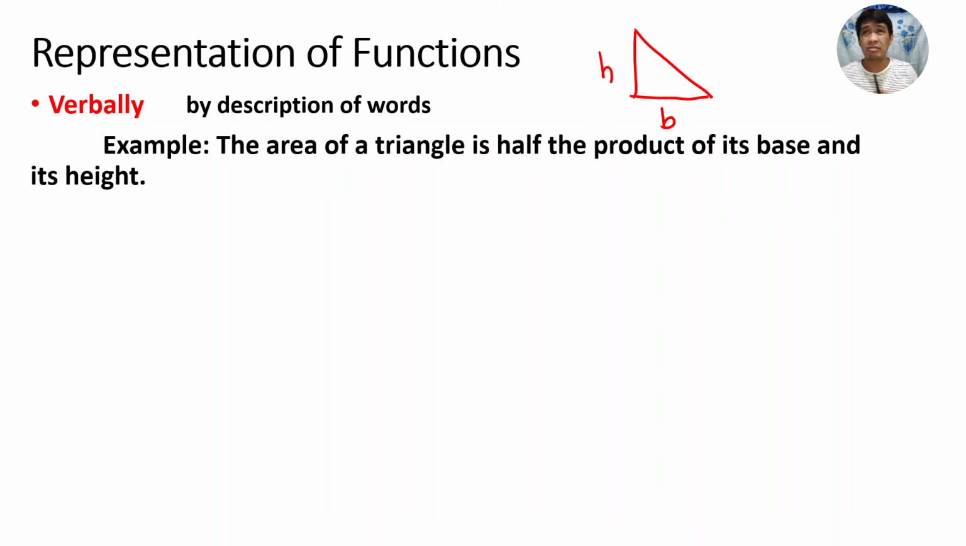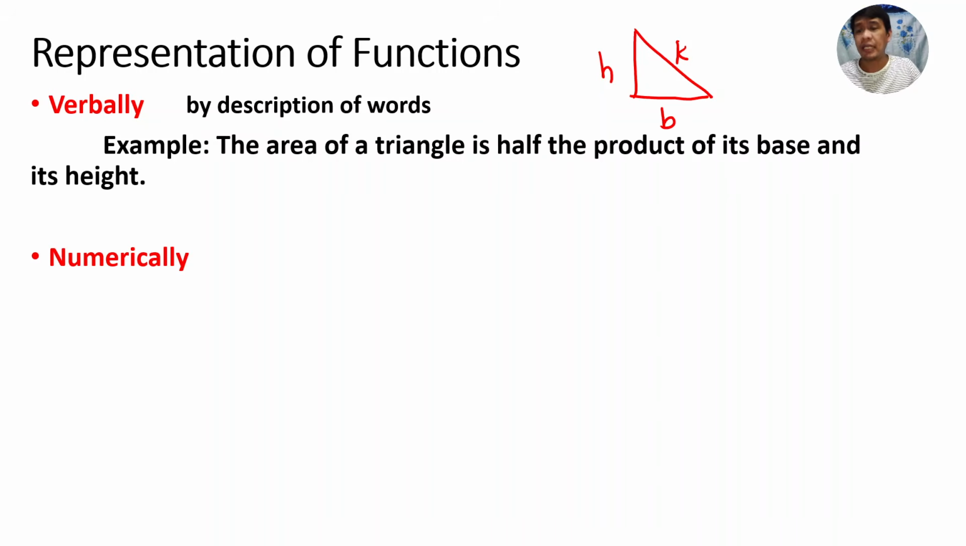Also, by description of words, I can identify the sides of a right triangle. So, sabihin natin ito ay K, that represents the hypotenuse of the right triangle. Sabi ng Pythagorean theorem, ang square ng K, the square of the hypotenuse is equal to the sum of the squares of the two legs, which is the B and the H. So, by words, nalaman ko na kung ano ang interrelationship ng sides ng isang right triangle.